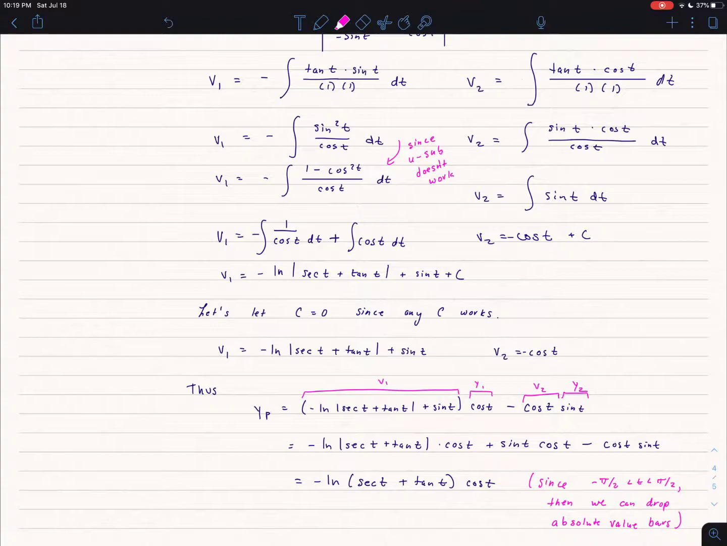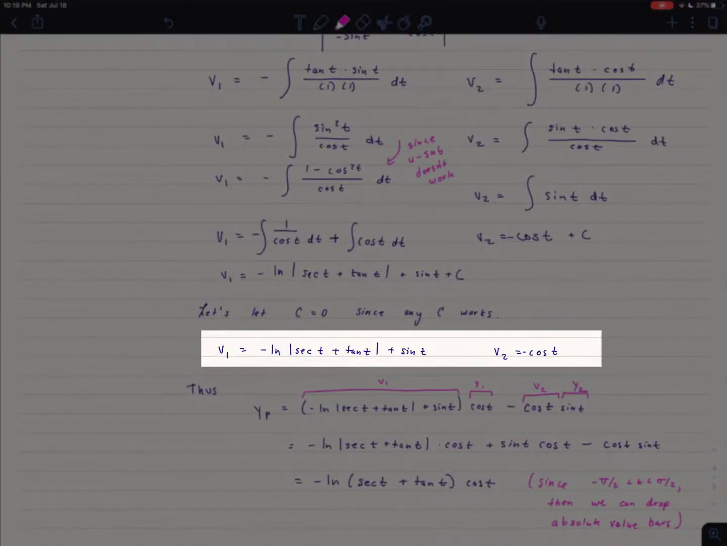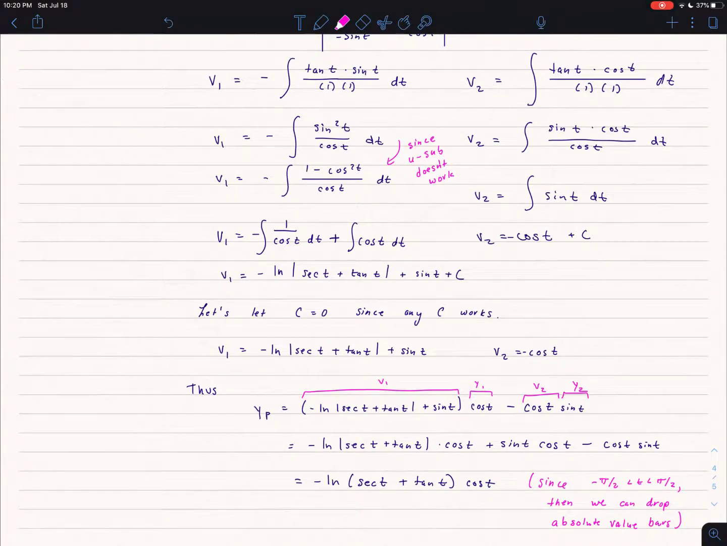These will work for no matter what I pick for c, so let's let c equal 0 because that makes things even nicer. And I have my v1 and v2 as here. Now I'm going to plug those back into my y particular solution. So I'm going to take v1 and multiply it by y1. I'm going to add, but v2 is negative, v2 times y2. And when I do that and combine like terms, I get my final answer that the y particular solution is negative natural log secant t plus tangent t all times cosine t.